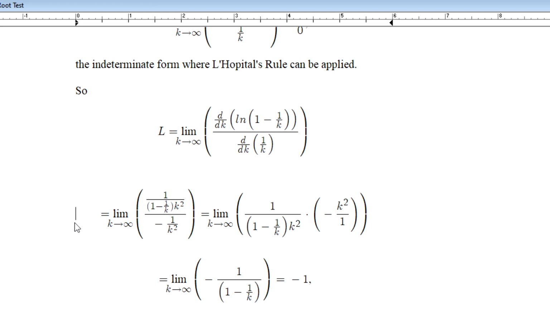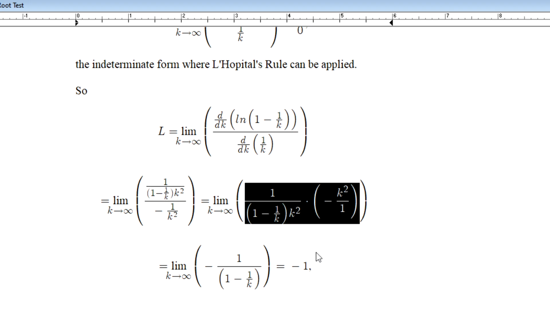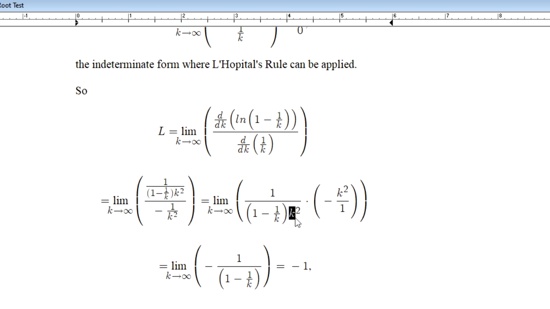Where if I evaluate each of these derivatives individually in L'Hopital's rule, we will note that the derivative of the numerator will turn into this quantity here. It is going to be 1 over 1 minus 1 over k, that quantity, times 1 over k squared, all over the derivative of the denominator, which would be negative 1 over k squared. Where if I set this up now in this complex form as a product with the reciprocal of the denominator, I produce this statement, where we can see the k squared in the numerator and denominator are going to cancel, and we produce this argument here, negative 1 over the quantity 1 minus 1 over k.